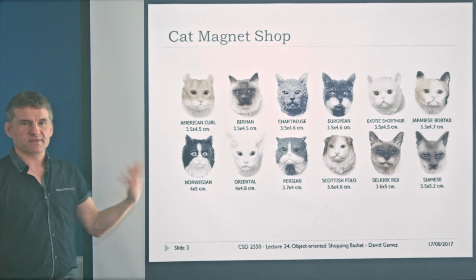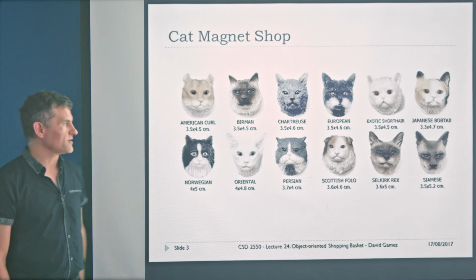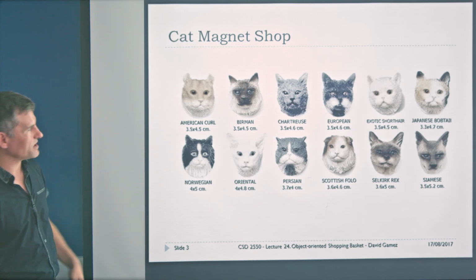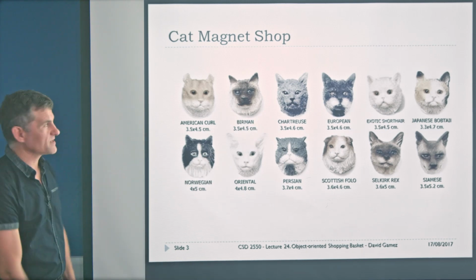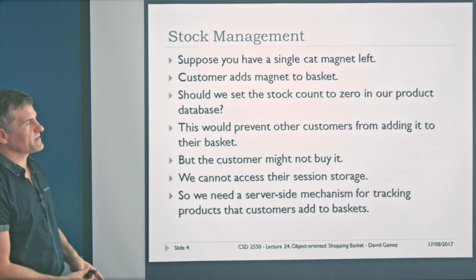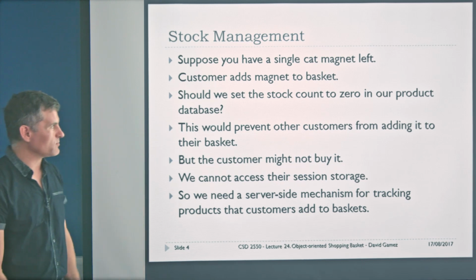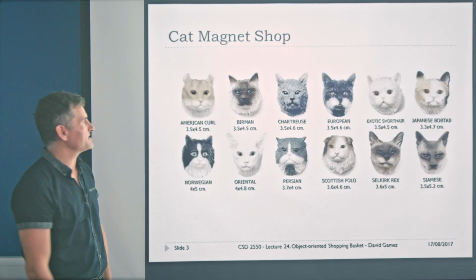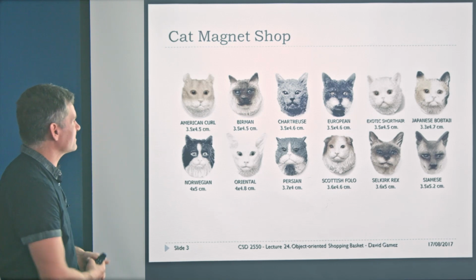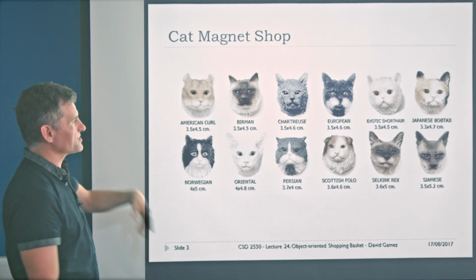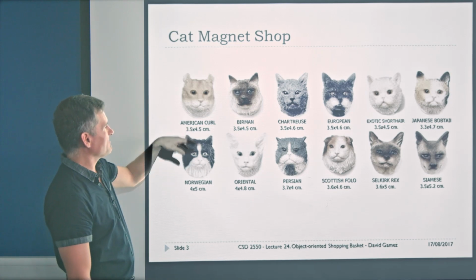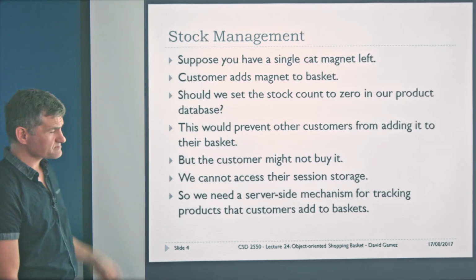To explain the problem that this object-oriented basket is trying to solve, let's go back to our cat magnet shop. We're selling these delightful cat magnets. These are our products. Now suppose we've got one cat magnet left. They've been wildly popular. It's running up to Christmas, and everyone wants a cat magnet on their fridge on Boxing Day. So we've sold pretty much all of the cat magnets, and we've got maybe the American curl cat magnet left.